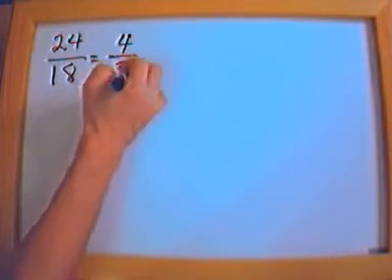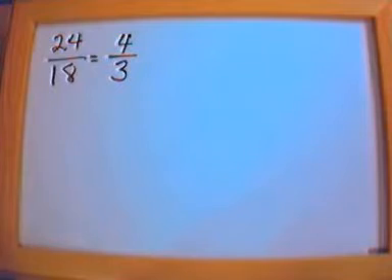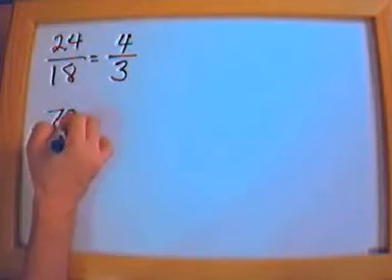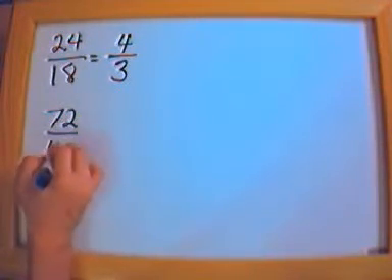And what goes into 18? 18 divided by 6, you've got to use the same number, is 3. So it looks like 4/3 is the answer to that. So these two fractions are equivalent. And then we'll pick a little bit harder one, 72 over 64.